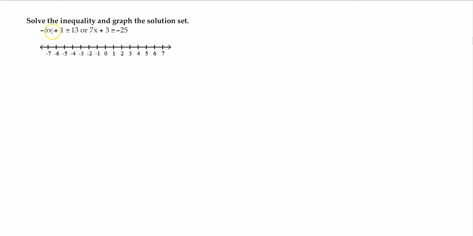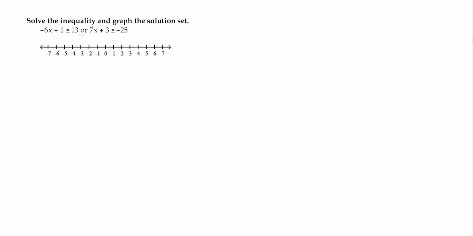Neither one of them has an x solved for, so we'll have to do that for each one. Each of these inequalities is going to potentially have an infinite number of solutions. And then we combine those two answers with the OR keyword to find the final answer, which is also likely an infinite number of solutions.